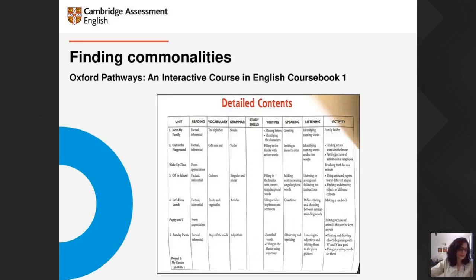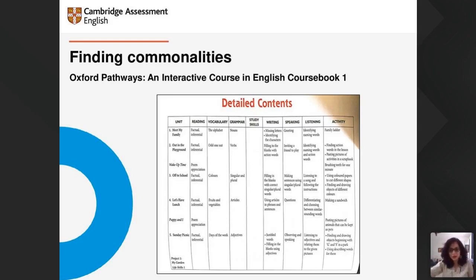Now, your next step, if you take a close look at the contents page, will show you that many of the subskills that are covered in the course book and the language points that are part of the course book are exactly the ones required for YLE starters.